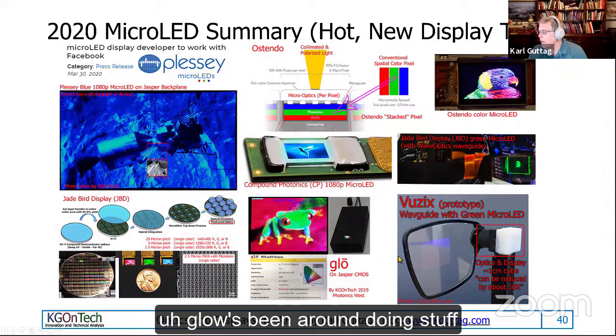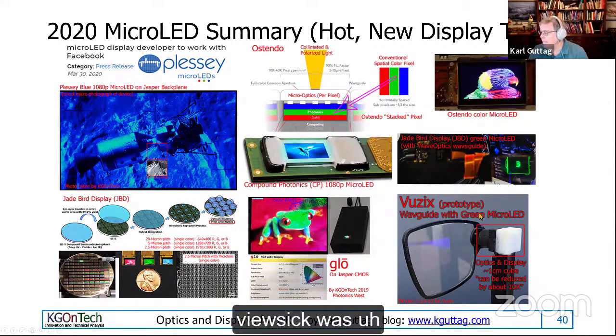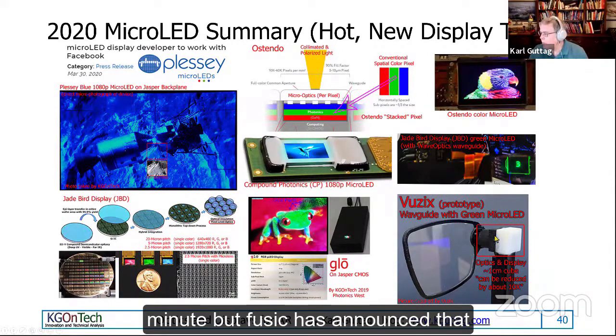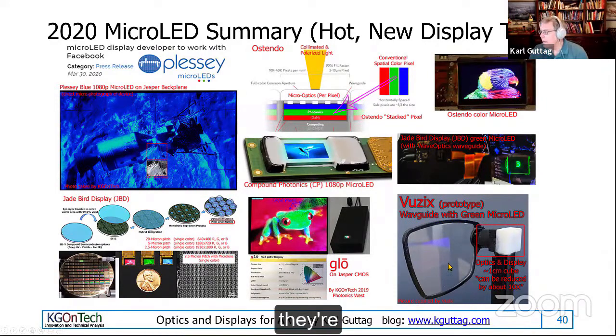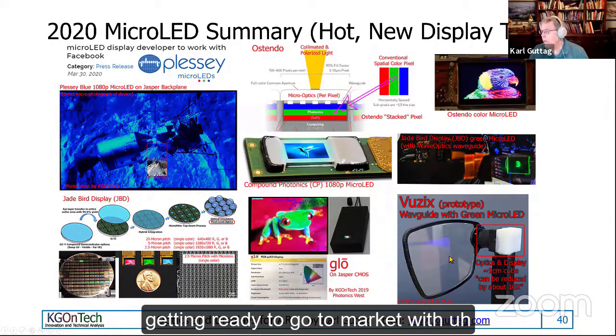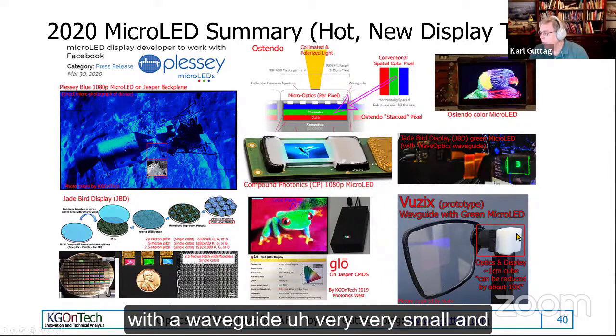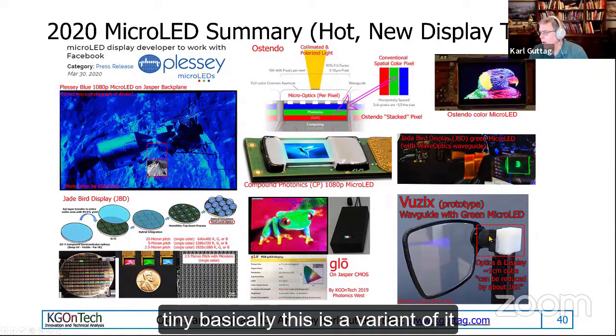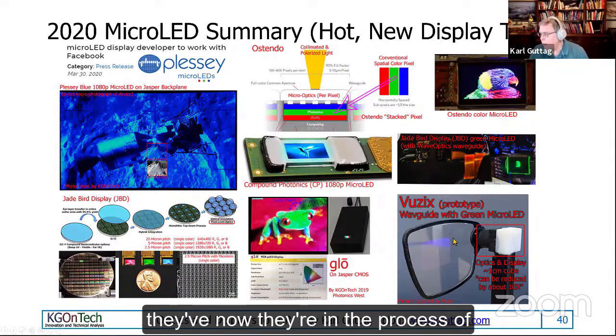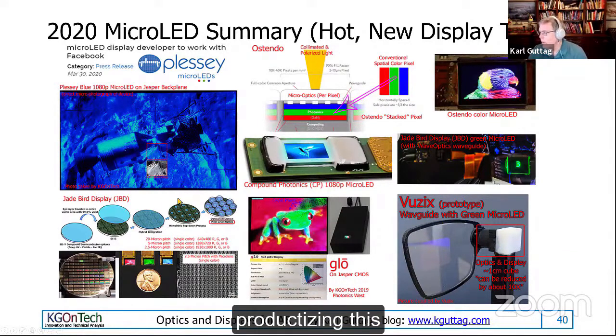Glo's been around doing stuff. Vuzix, we'll talk a little more about them in a minute, but Vuzix has announced that they're getting ready to go to market with some new glasses with a waveguide. Very, very small and tiny. Basically, this is a variant of it. This is where they were a year ago. They're in the process of productizing this into a product.